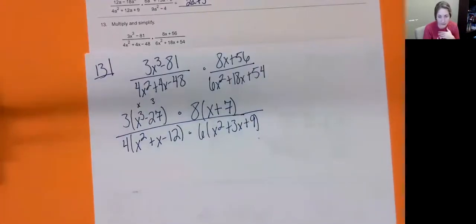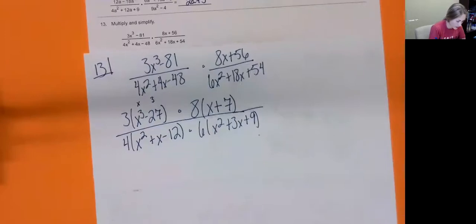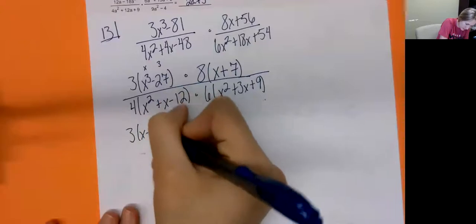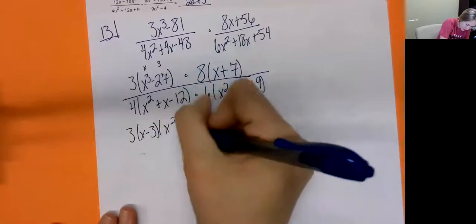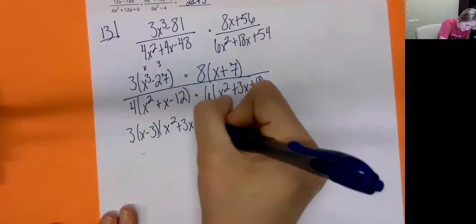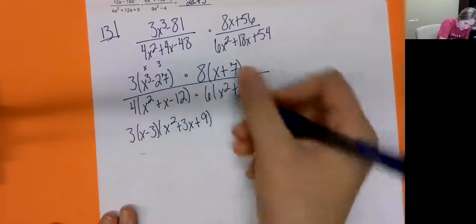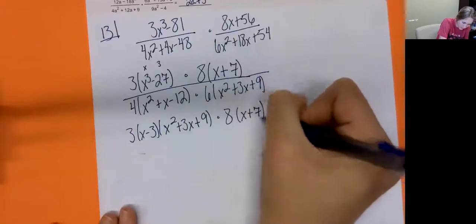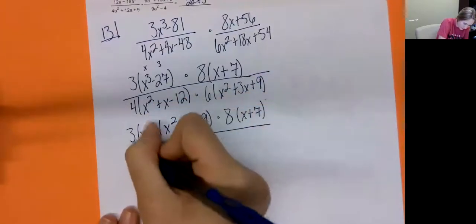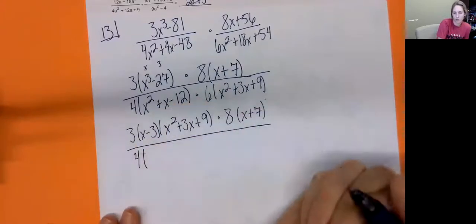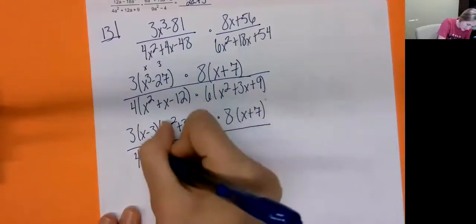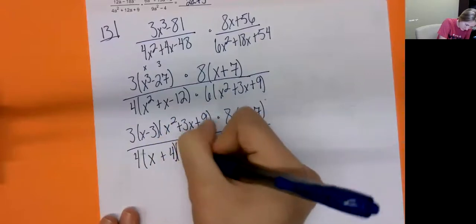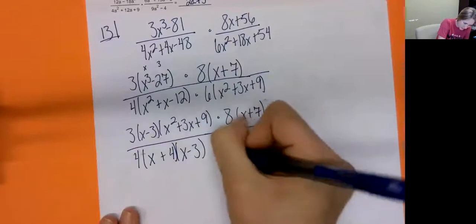Now then I can keep factoring. So we're going to do the cube here. So I have 3 times x subtract 3 times x squared plus 3x plus 9. This one was factored all the way, so 8 times x plus 7. Factors of 12 that subtract to get 1 would be 4 and 3, so I'd have x plus 4, x subtract 3, 6.